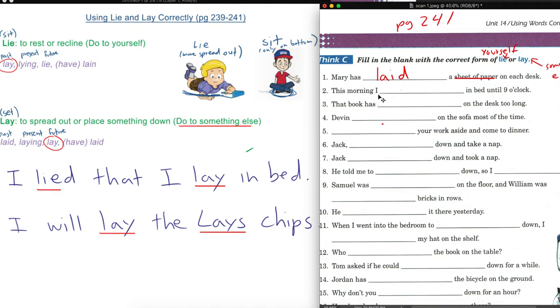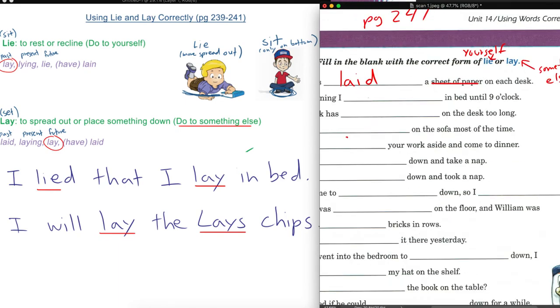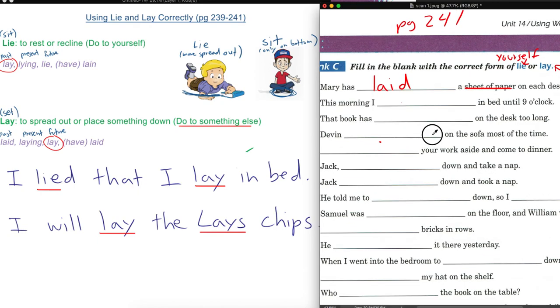Number two: this morning I blank in bed until 9 o'clock. First you have to ask yourself, is he putting something else down, or is he putting himself down? Well, it says this morning I blank in bed, so it's talking about I, right? So we know that since he laid himself down, you would use the verb lie. Which form is it: lay, lying, or lie? This is talking about past tense. So what's the past tense of lie? If you look here, it is lay.